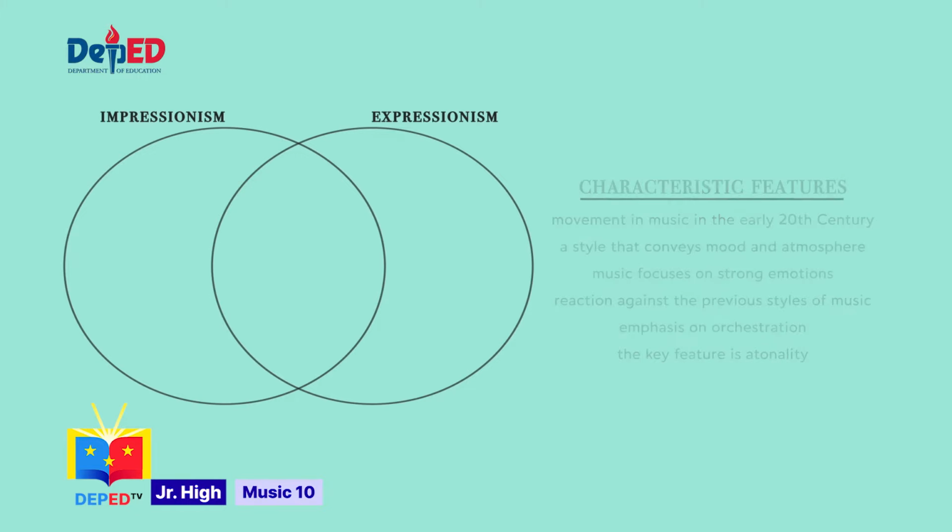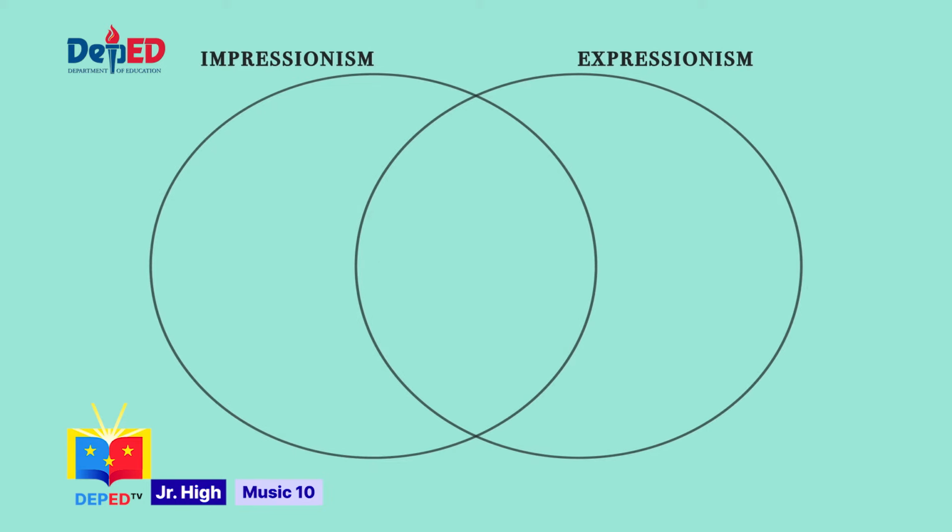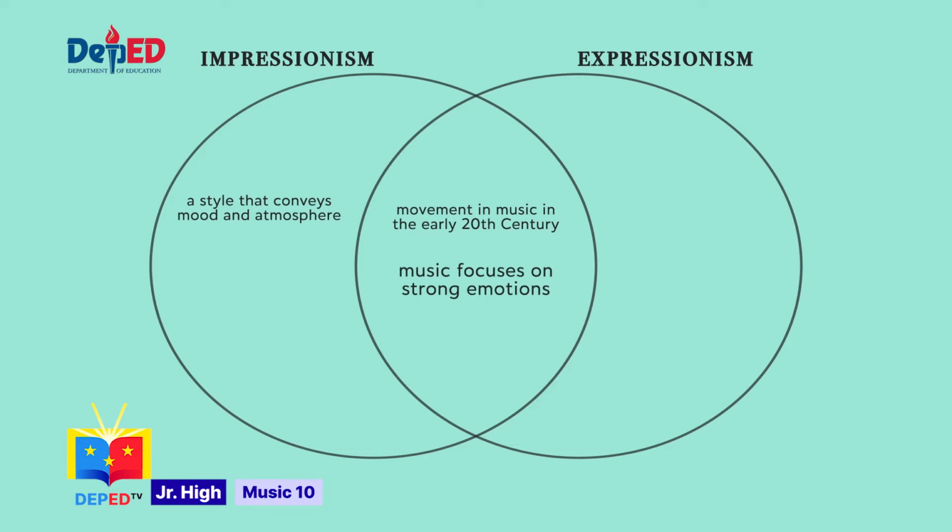Let's answer. For the first characteristic, it is a movement in music in the early 20th century. Correct! It both describes Impressionism and Expressionism. For the second characteristic, it is a style that conveys mood and atmosphere. If your answer is Impressionism, you are right. For the third characteristic, the music focuses on strong emotions. Yes, it describes the music of Expressionism.